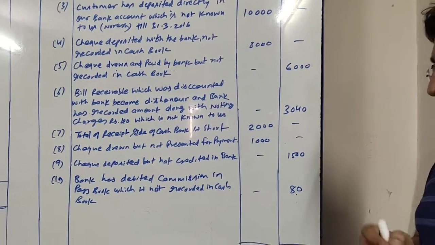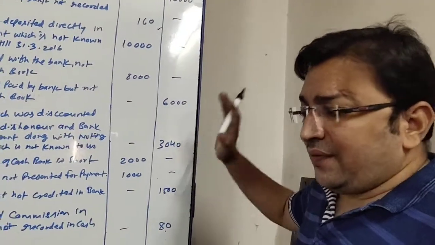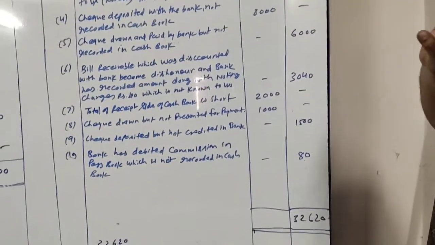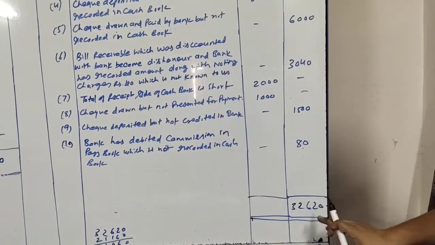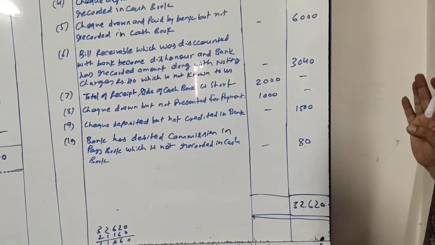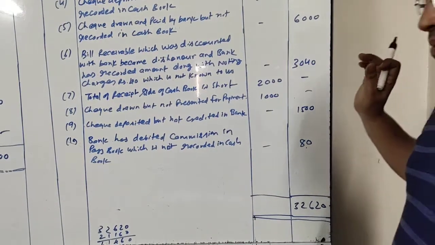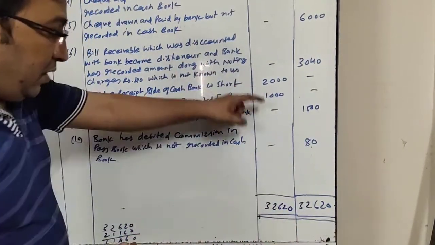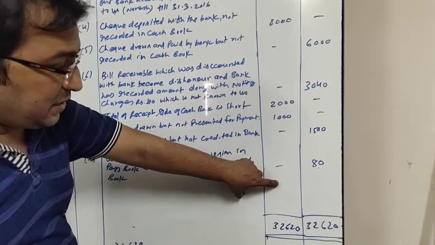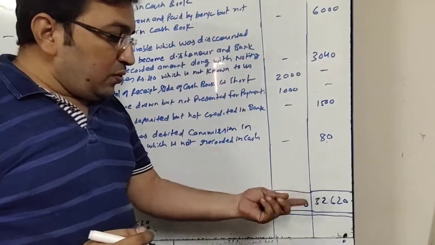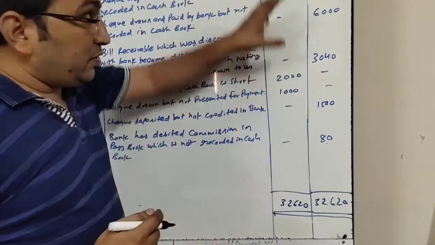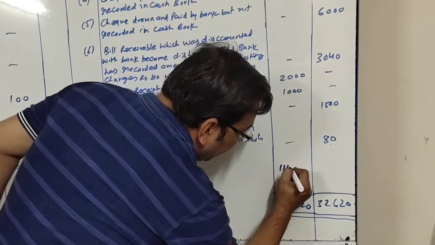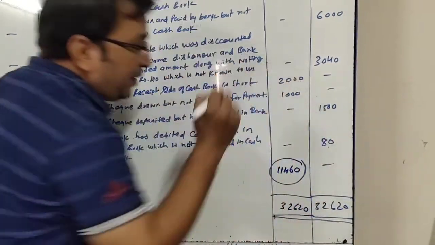So friends, here are some left over. We will be making the total and finding the difference. When I make the total of the debit side, it comes to 21,160, and when I make the total of the credit side, it comes to 32,620. So the credit side total is more, so I will be writing 32,620 on both sides. But we know the debit side total is 21,160. So the difference of 32,620 and 21,160, which comes to 11,460, will be at the debit side.